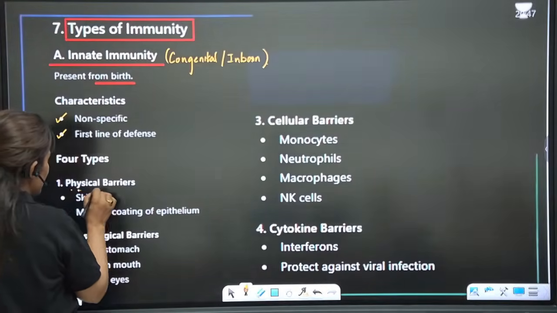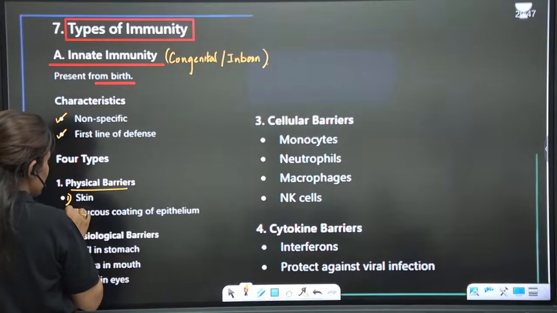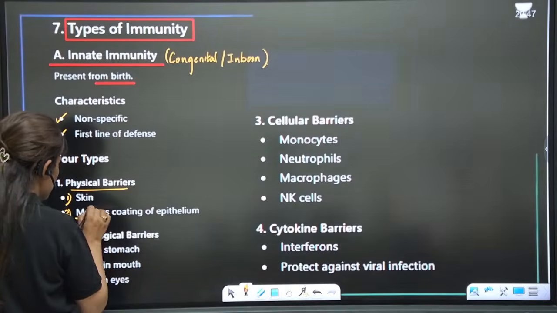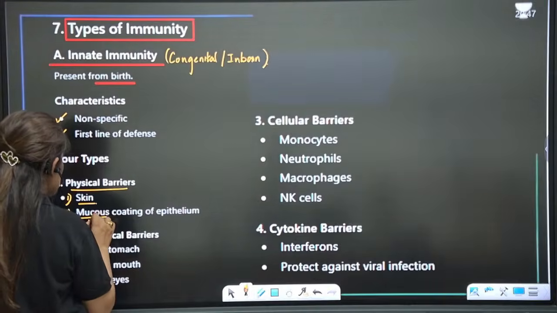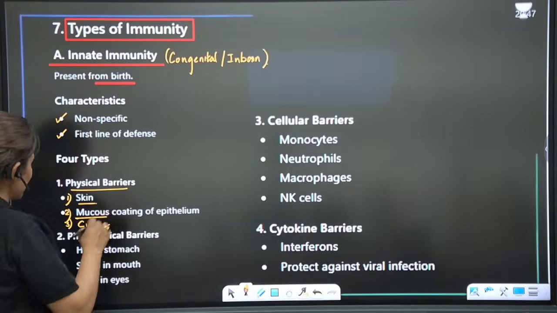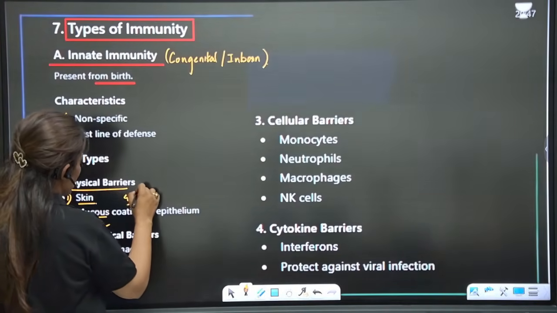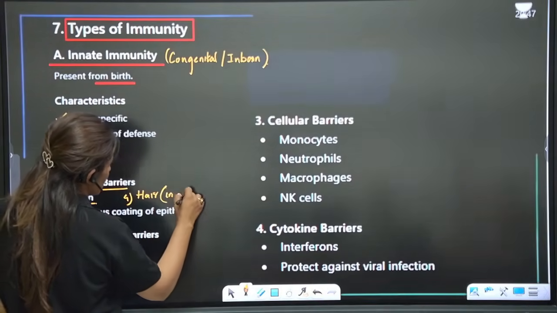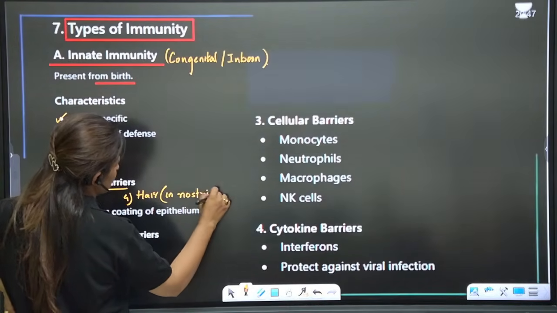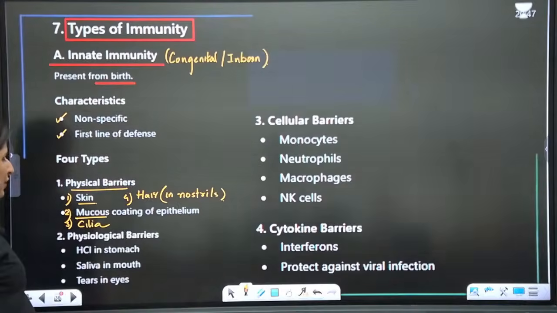We have physical barriers, that is skin. Then mucus coating of the epithelium, so mucus, right? And also third is cilia, which pushes this mucus outside. And the fourth one is hairs in the nostril, hair in nostrils. Rest of the hair on the body are vestigial. So these are the 4 physical barriers.